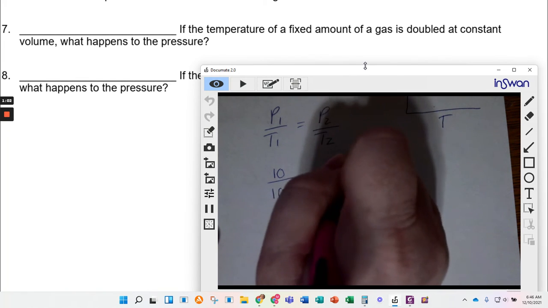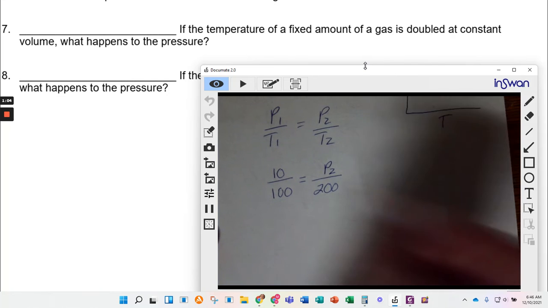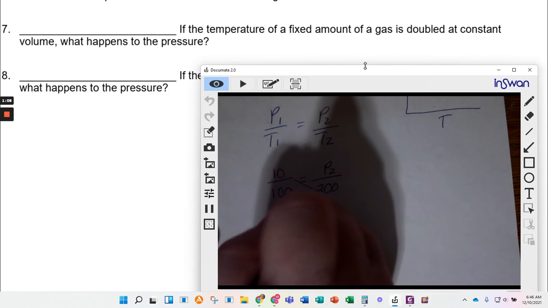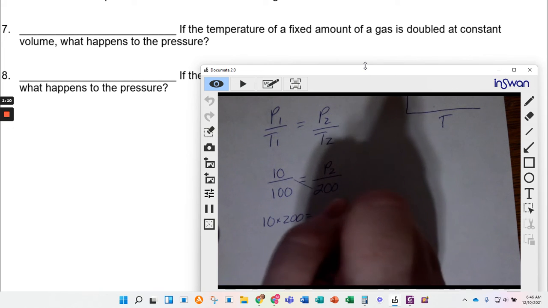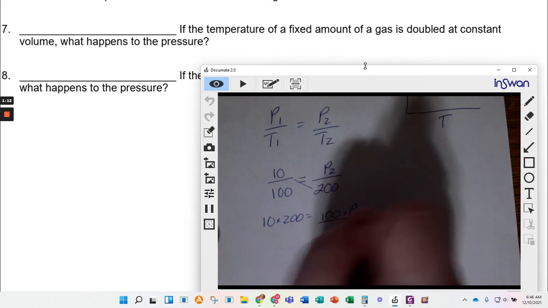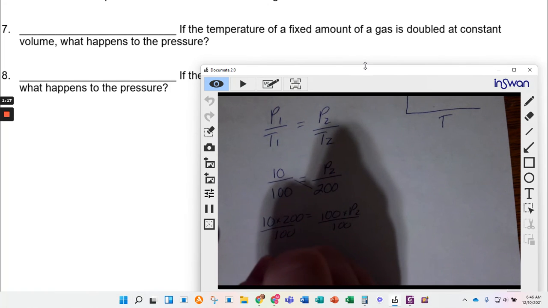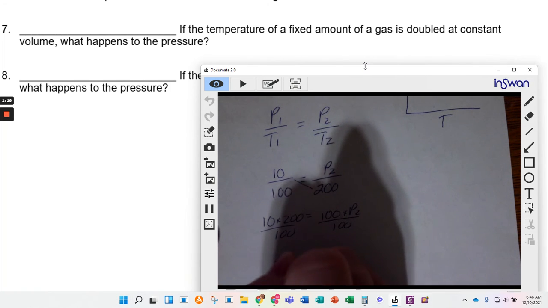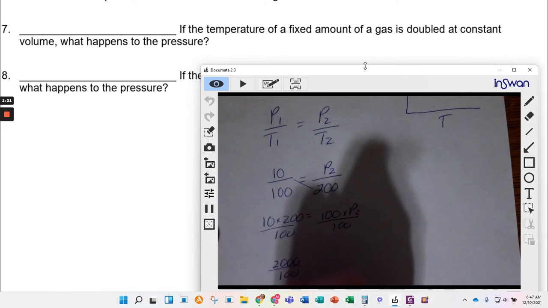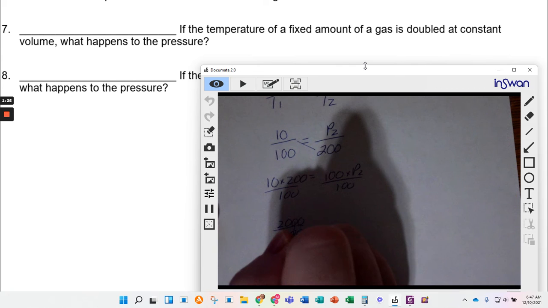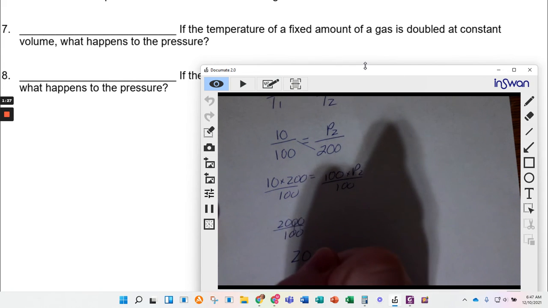And it says if the temperature is doubled, okay, what happens to the pressure? Okay, so solve it. So 10 times 200 equals 100 times P2, divide both sides by 100. So that's, which is 20.